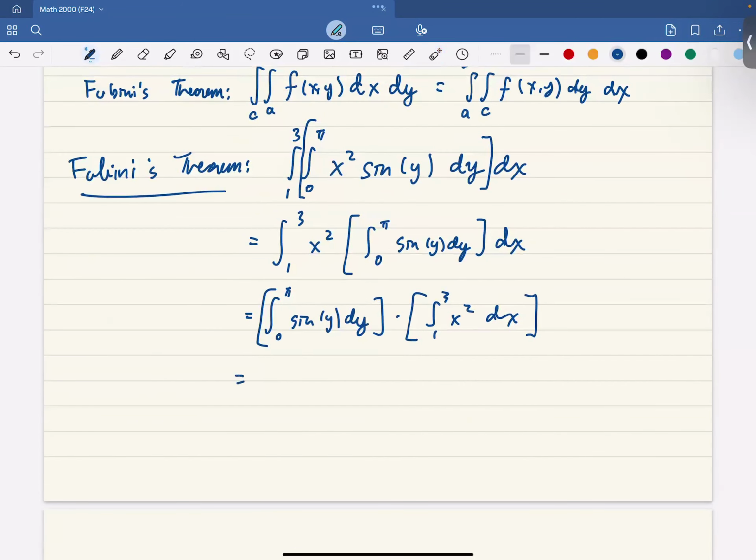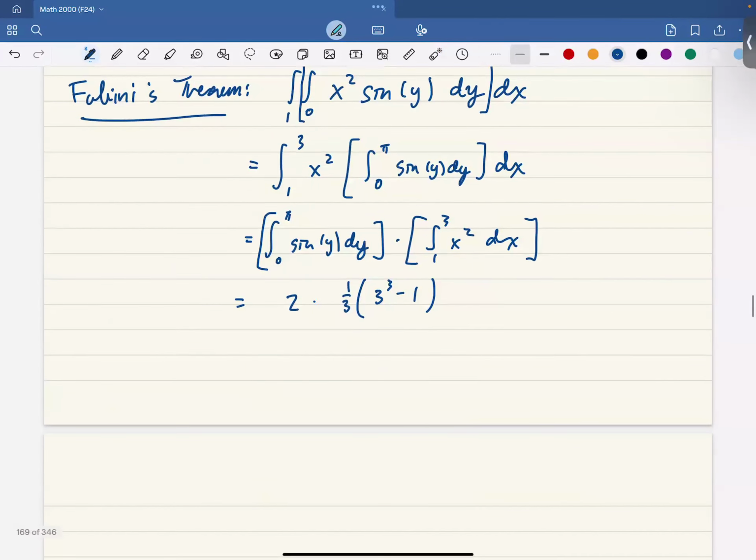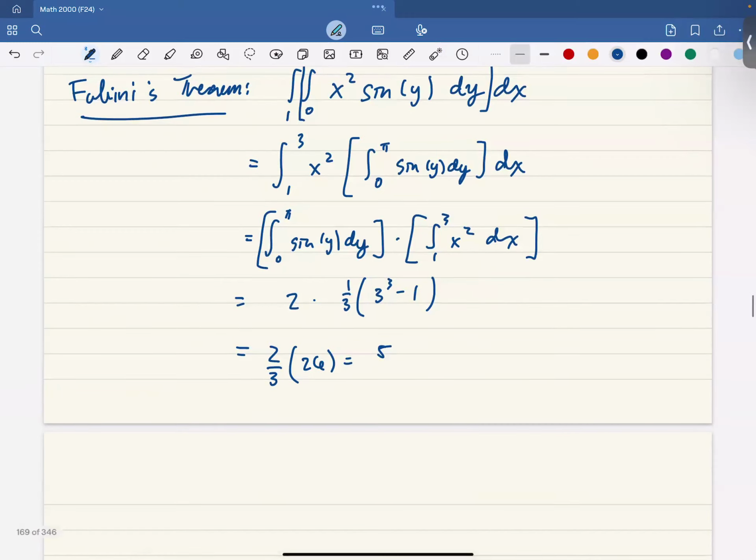And so it turns out that rather than go through all of this together, we could just evaluate these separately. The integral of sine from 0 to pi will be 2. The integral of x squared from 1 to 3 will be 1/3 x cubed. So that'll be 1/3 of 3 cubed minus 1 cubed. Let's see, what is that? It's going to be 2/3 times 26, so 52 thirds. Okay, so that's what that integral would turn out to be.